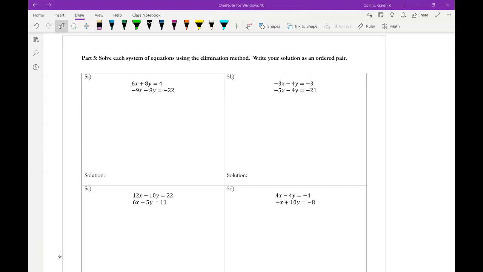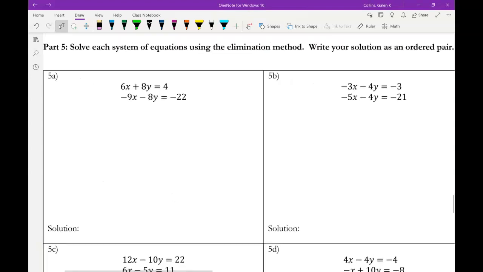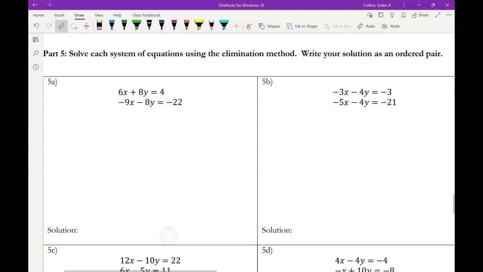So we'll look at 5b together, but in 5a, remember, the question I always ask myself first is, if I add my equations right now as is, will a variable term, either x's or y's, cancel out when I get my new equation? So in 5a, it jumps out to me that I have a positive 8y and a negative 8y. So that one's going to be pretty easy. We can just add them together.